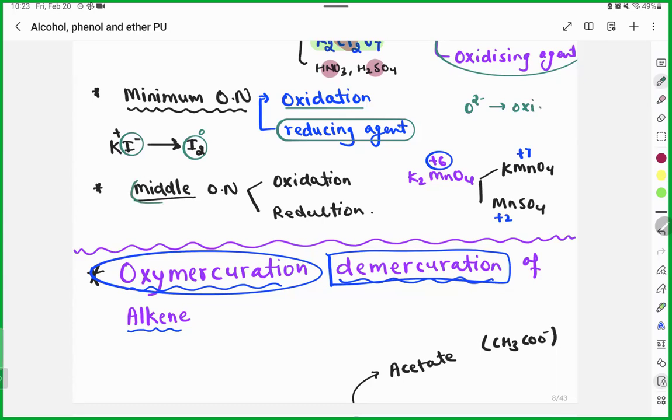If it is a middle oxidation number, both are possible. Example, if you have K2MnO4, manganese is present in +6. It can convert into +7 and +2. Both oxidation and reduction can happen together.